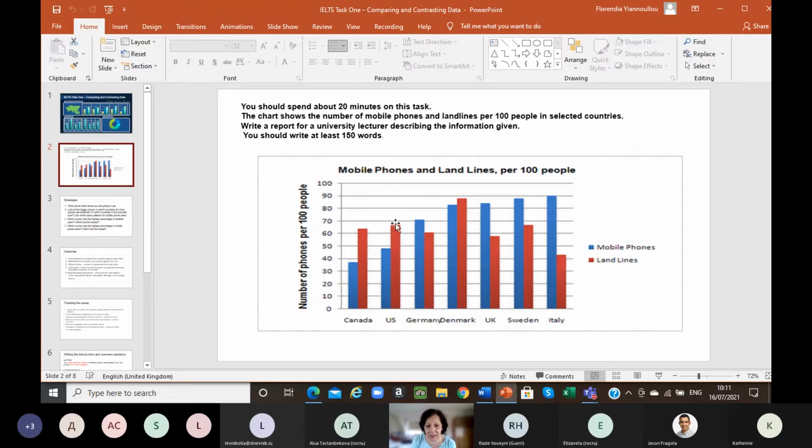And then you've got Canada and the US, which are quite similar. That's somewhere in the middle. So you can see you have a high, a low, some that are similar, and one that's a bit different usually. That is an overall pattern we see in a lot of these bar charts that they give you in the IELTS.